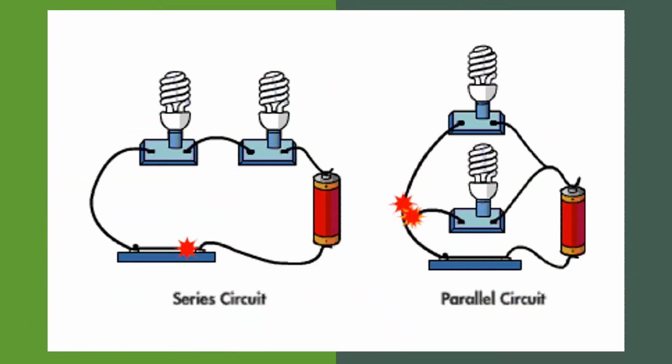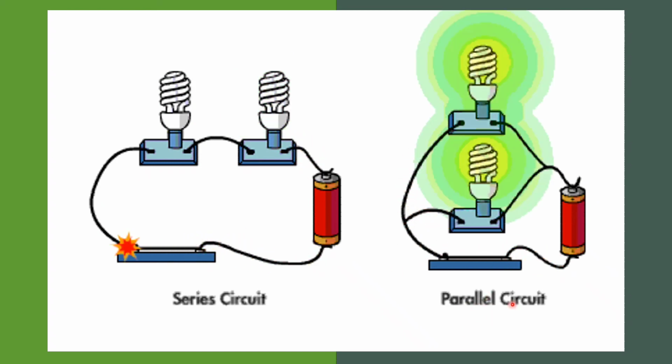Now let's differentiate the series circuit and the parallel circuit. In a series circuit, it only passes through one path. This is a closed circuit, so look at this one. This is the battery, and it only flows through one path. Again, the electricity will only pass through one way or one path.